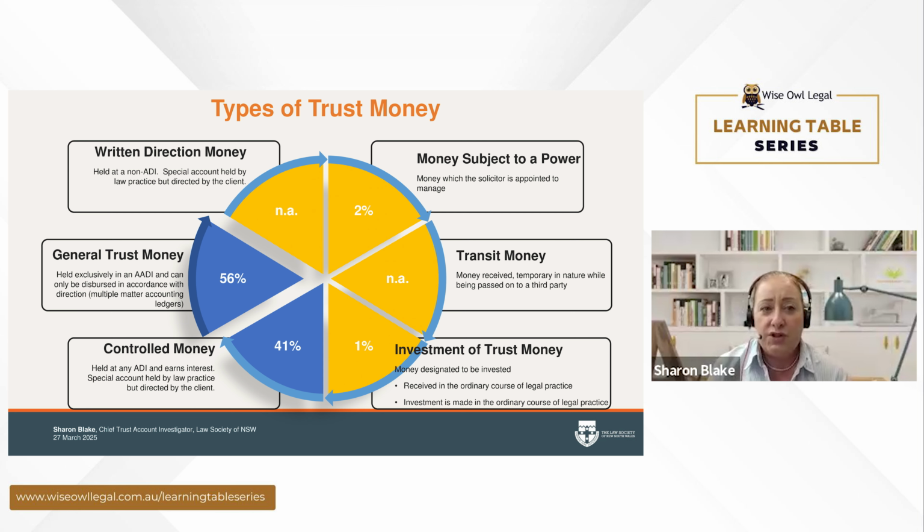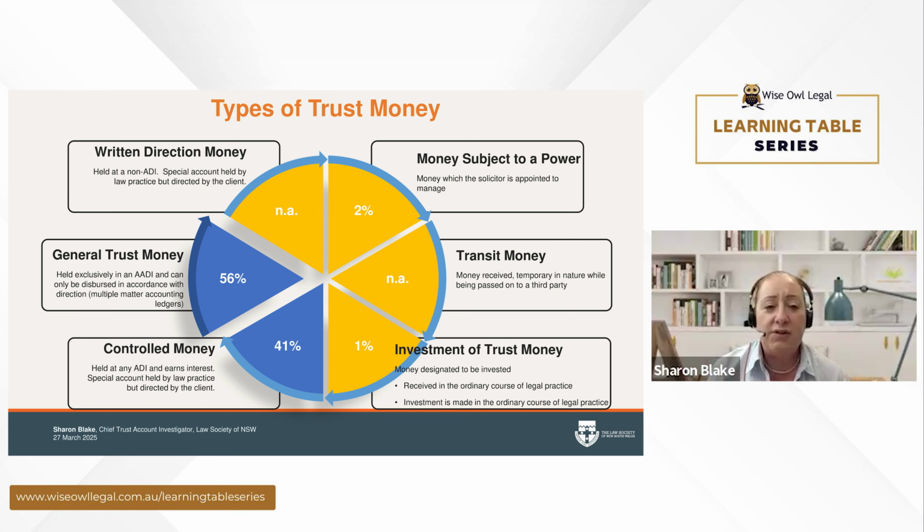There are special rules regarding the record keeping of controlled money, but they're not nearly as extensive as general trust accounts. Where a general trust account can be held with an authorised ADI, controlled money can actually be held with any APRA regulated ADI. Now, as of the 13th of March 2025, there were 77, but this list is constantly refreshed. And it's always worth checking to make sure you've got the most current one. Controlled money accounts earn interest, and the client earns the interest on that money.